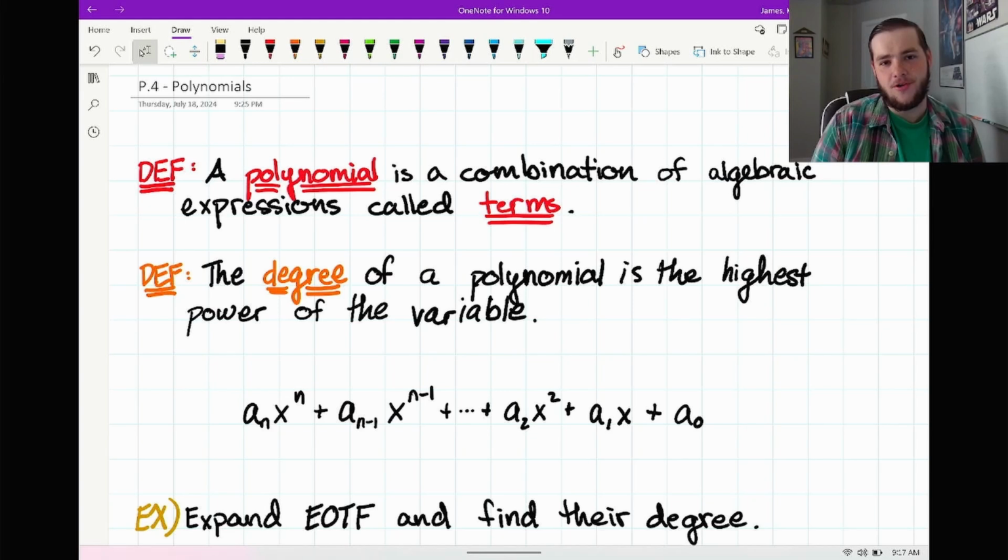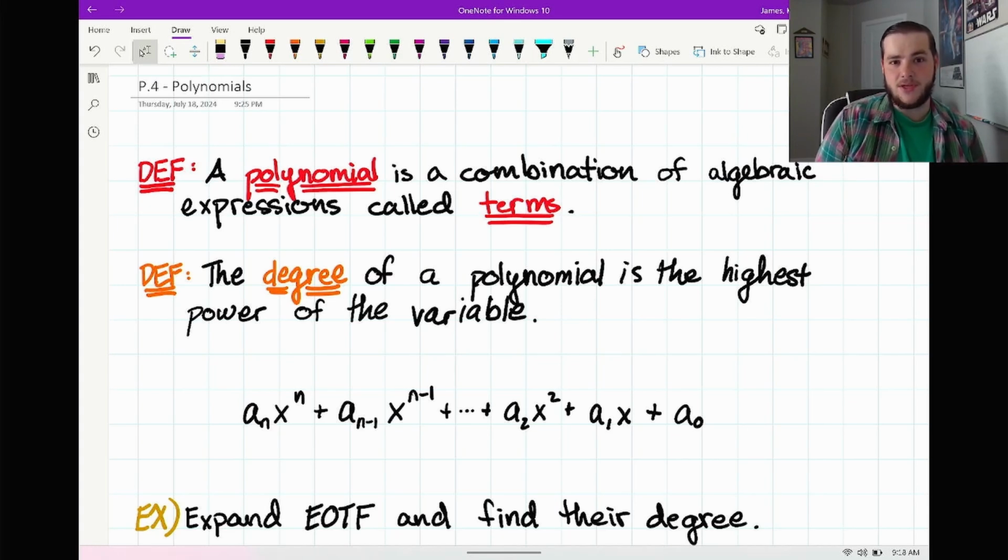A polynomial is just a combination of algebraic expressions, and we call each of those expressions terms in the polynomial. The degree of a polynomial is the highest power that shows up on a variable. A general polynomial looks like this big scary expression here.